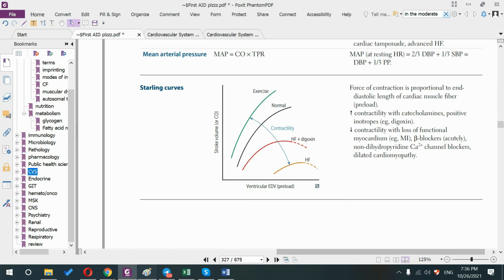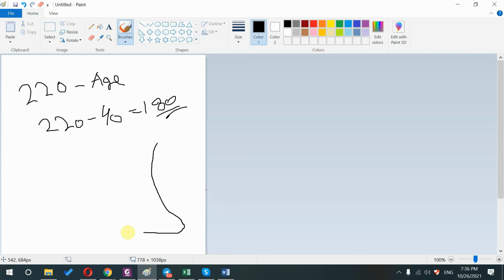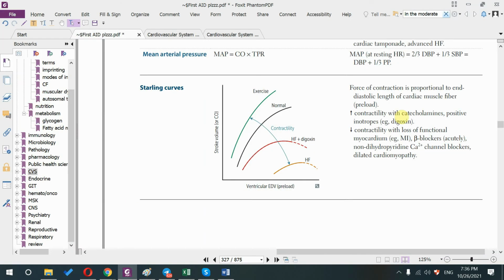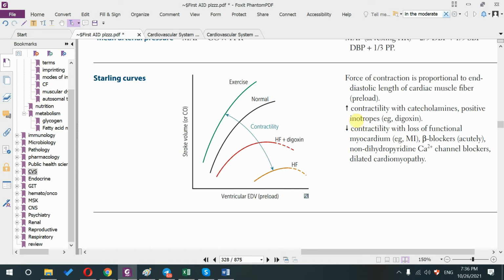So the heart is like a rubber band. If you put more blood in it, it will take it, but then it will push back. So more blood, more push back. Hope you get the concept of this idea. So we call that the Starling curves. Here we have stroke volume and end diastolic volume, which is the same as the preload basically. So you can see the normal.